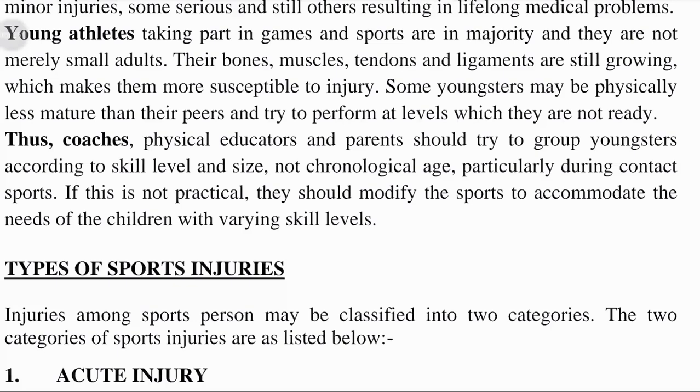They should try to group youngsters, meaning a group of youth forming a unit, according to their skill, meaning how well players perform at a job, according to level and size. Skill level means how well players perform at a job. Size means how big or small they are, not chronological age.